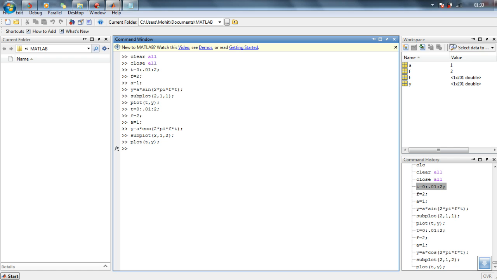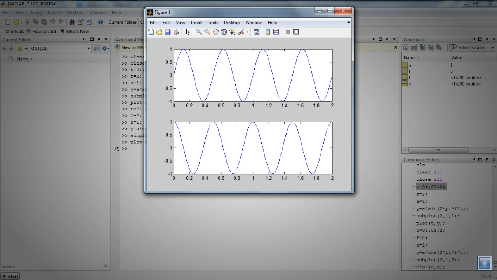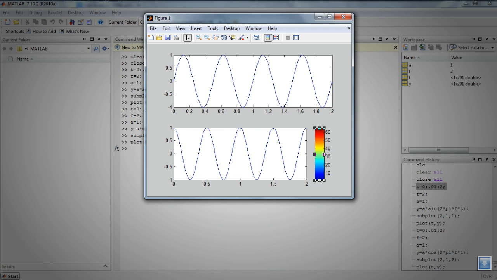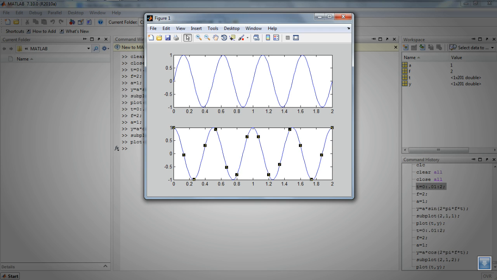And I'll type plot t by y. So here we go, there's a nice cosine wave. I can change its color to green or something else, but I don't remember how to do it.